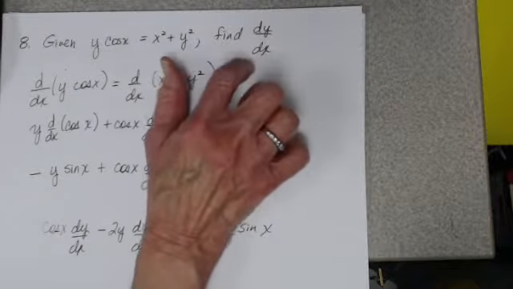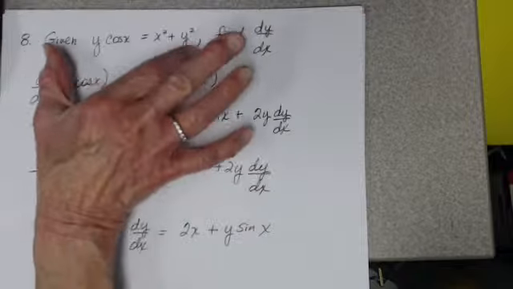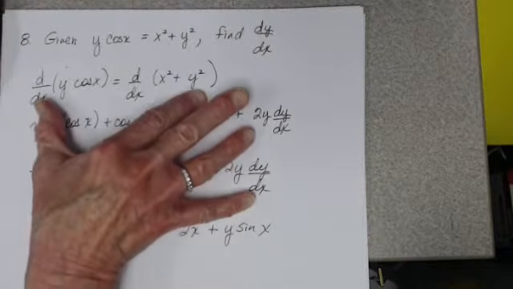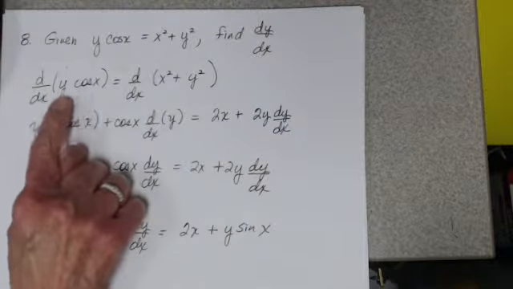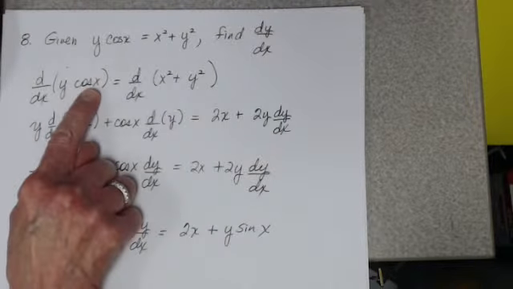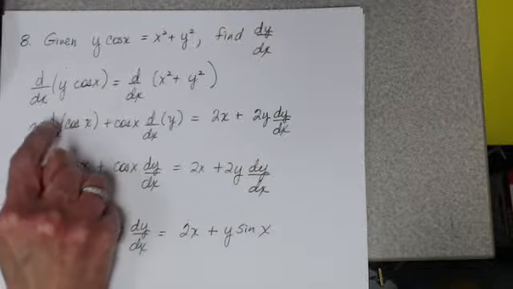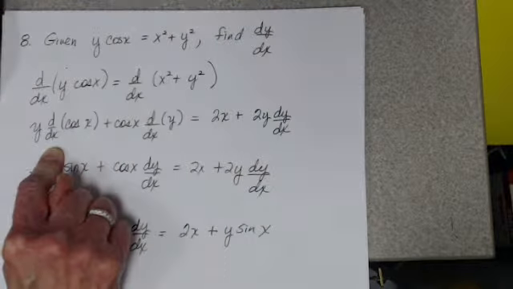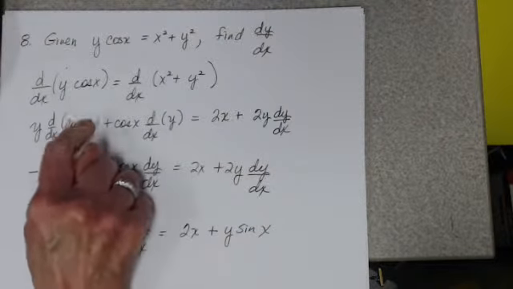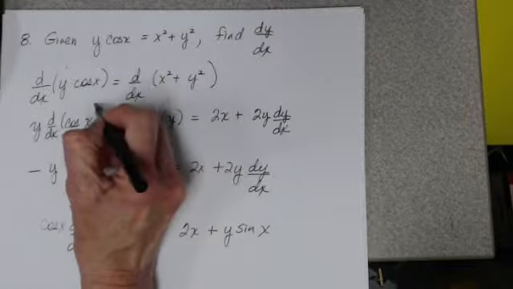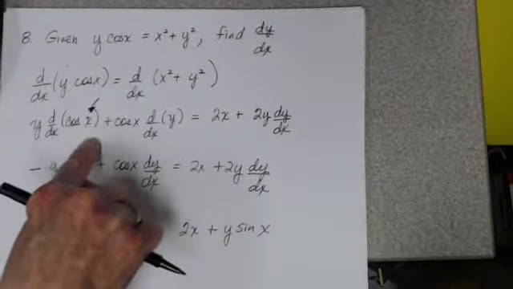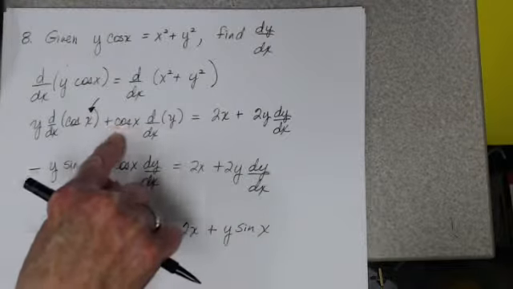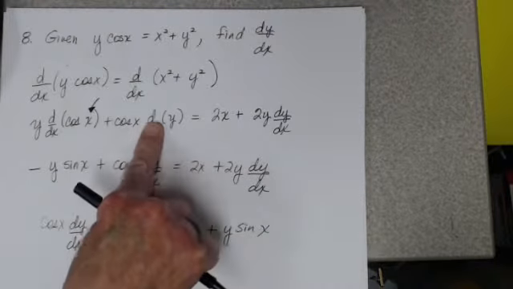So I'm going to take the derivative operator d dx and apply it to both sides of the equation. The first expression to the left is a product, so I'm going to use the product rule. So y is written down, it's multiplied times the derivative with respect to x of the cosine of x, and notice the argument there of the cosine function is a function of x. Then the cosine of x is multiplied times y.